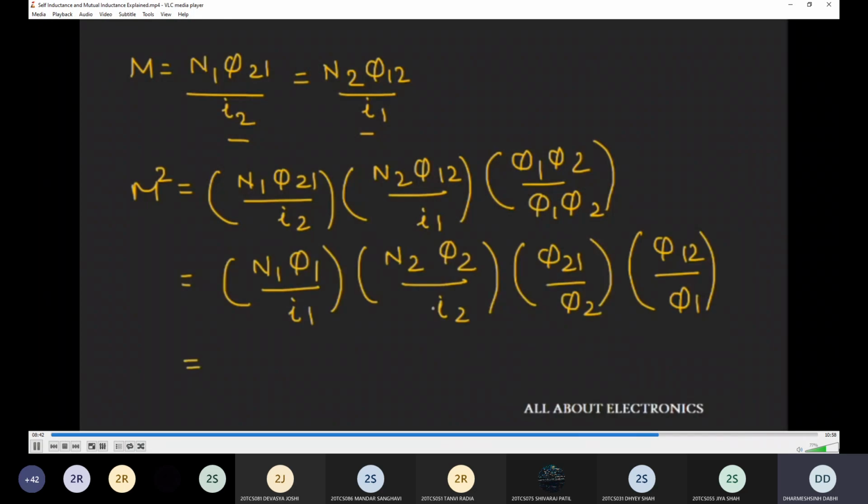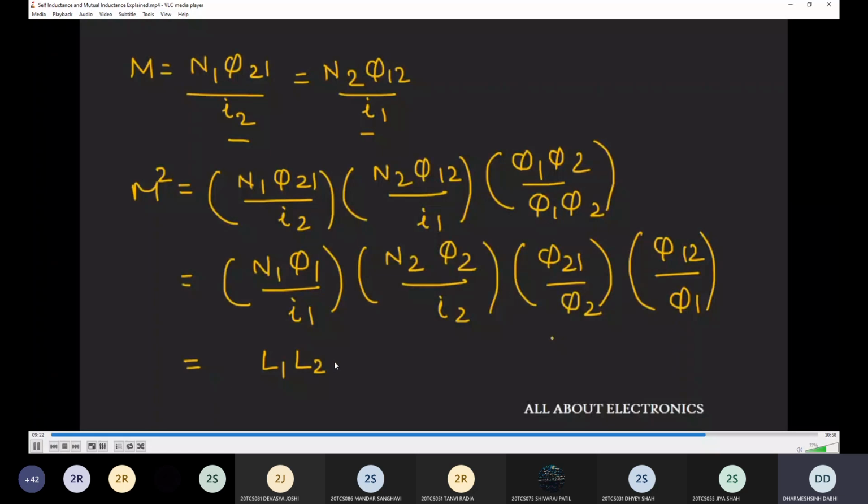And by rearranging the terms, we can write N1 φ1 divided by I1, into N2 φ2 divided by I2, into φ21 divided by φ2, into φ12 divided by φ1. As we had seen earlier, the first two terms are nothing but the self-inductance of coil 1 and 2, that is L1 and L2. And the last two terms are nothing but the coefficient of coupling K. So we can write them as K into K.